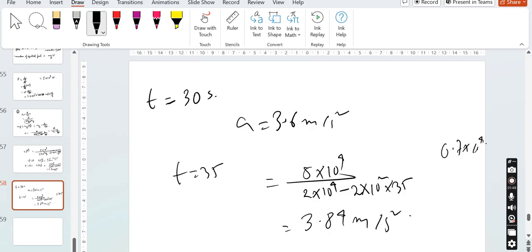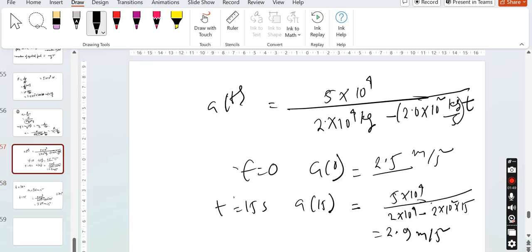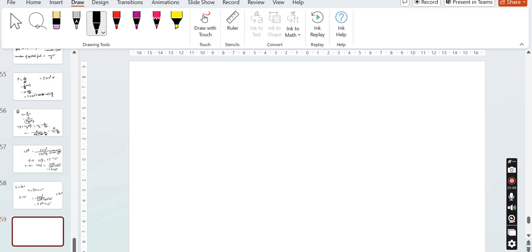So you can see that with time it gets accelerated, and with time the velocity increases exponentially. So that's how a rocket works.